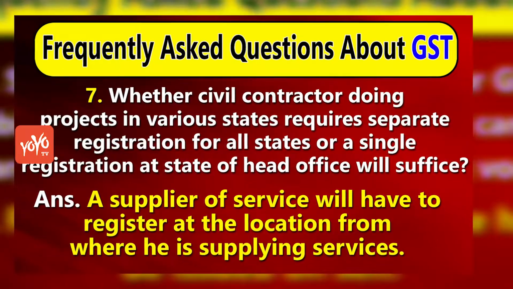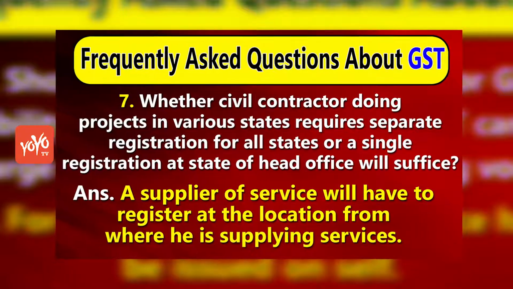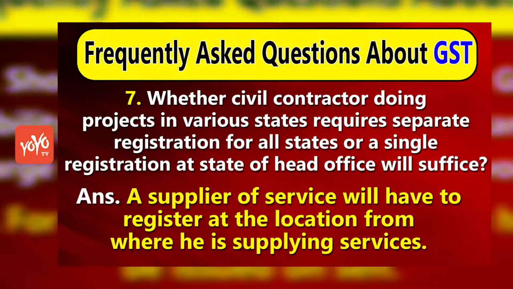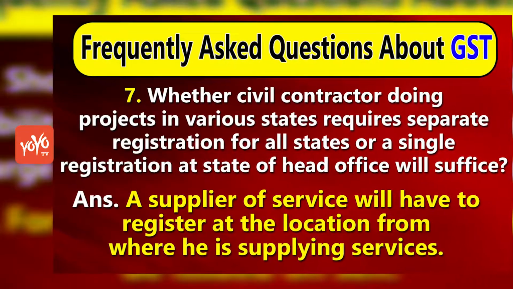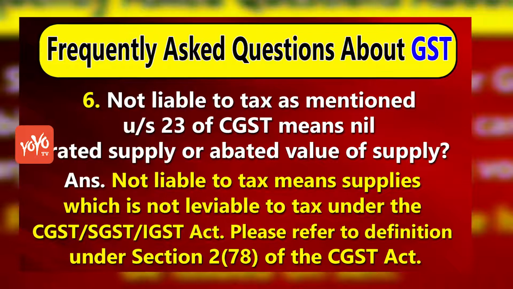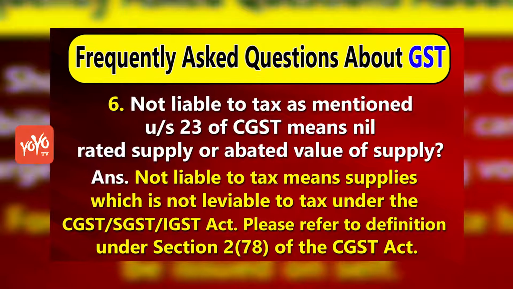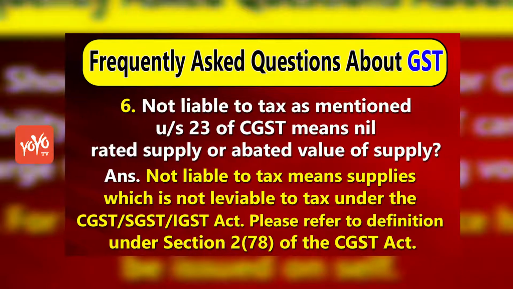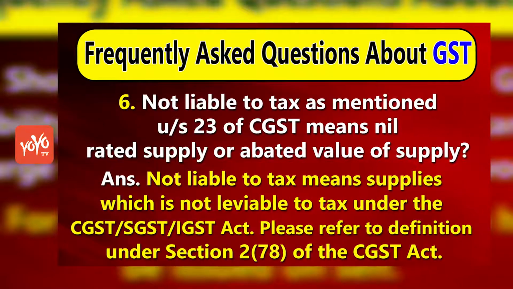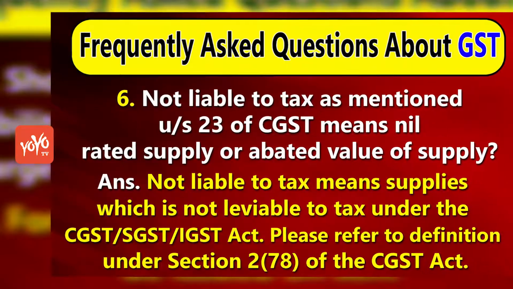Question: Whether a civil contractor doing projects in various states requires separate registration for all states or a single registration at state of head office will suffice? Answer: A supplier of service will have to register at the location from where he is supplying service. Question: Not liable to tax as mentioned under section 23 of CGST means nil rated supply or abated value of supply? Answer: Not liable to tax means supplies which are not leviable to tax under CGST or SGST or IGST Act. Please refer to definition under section 2 sub-section 78 of the CGST Act.